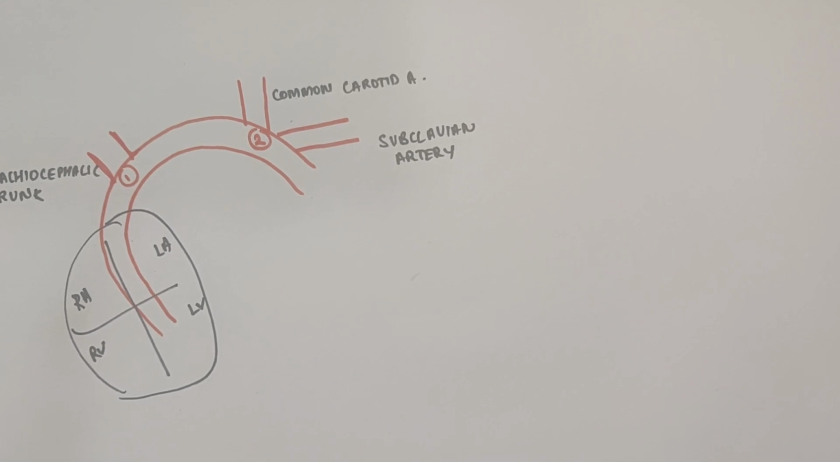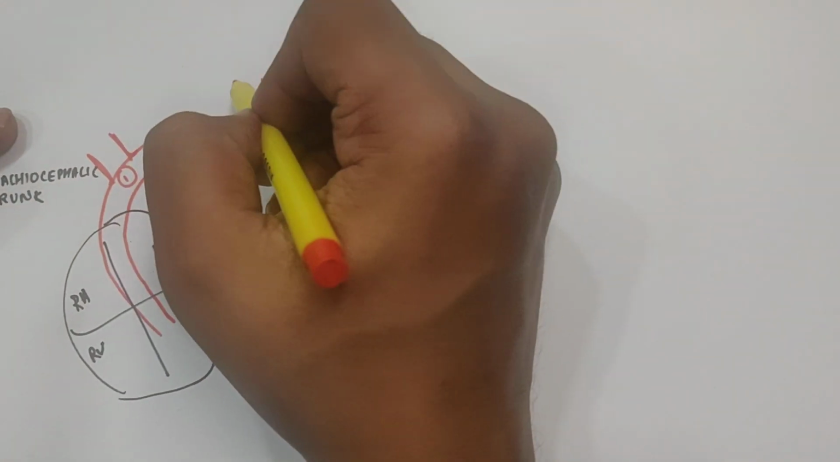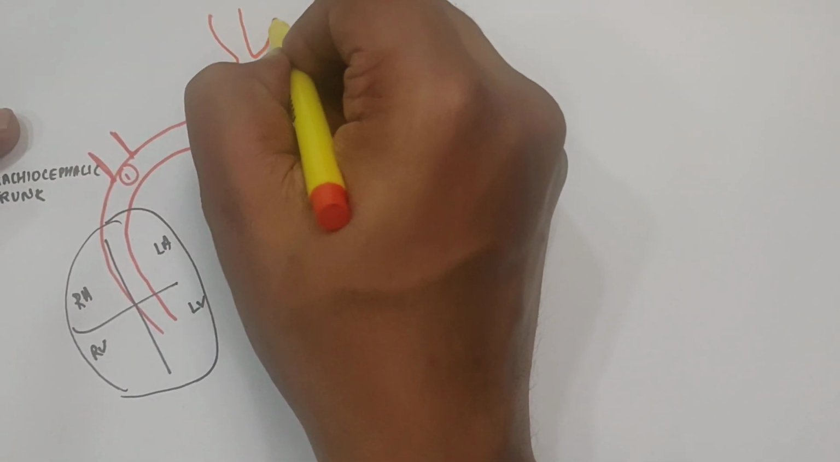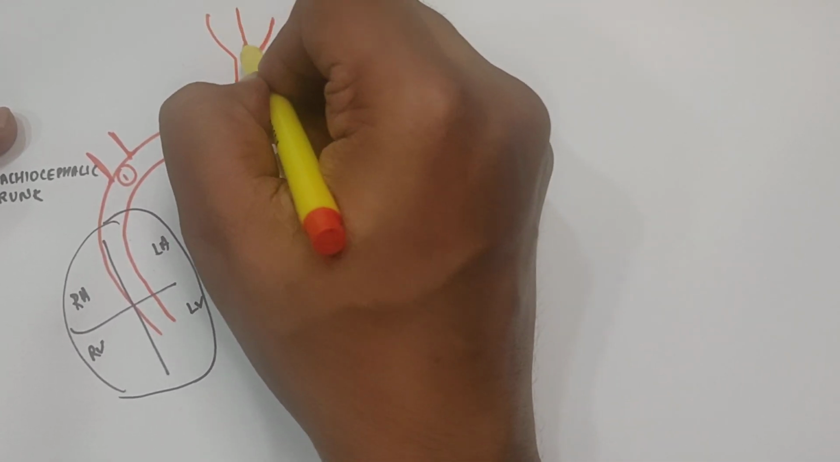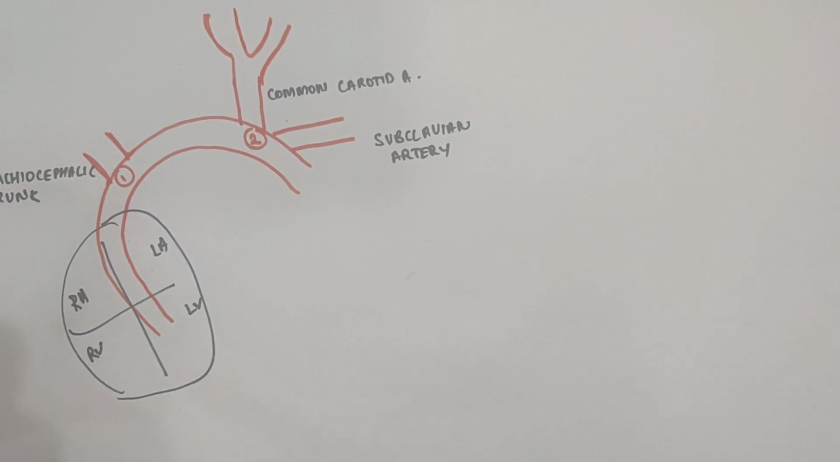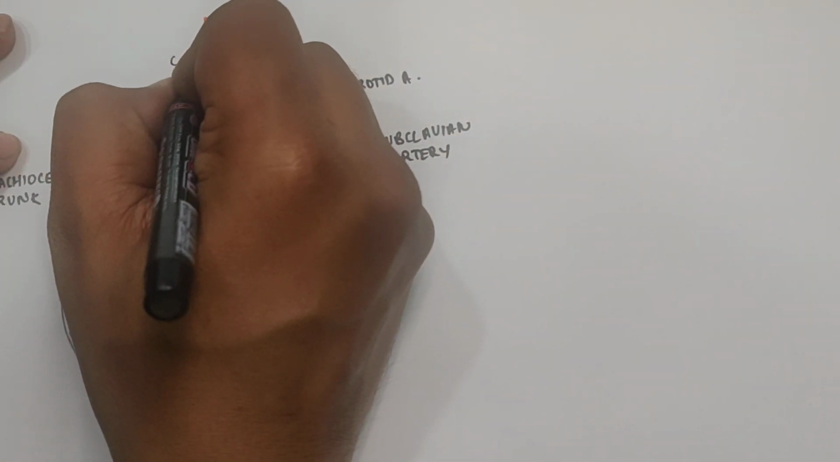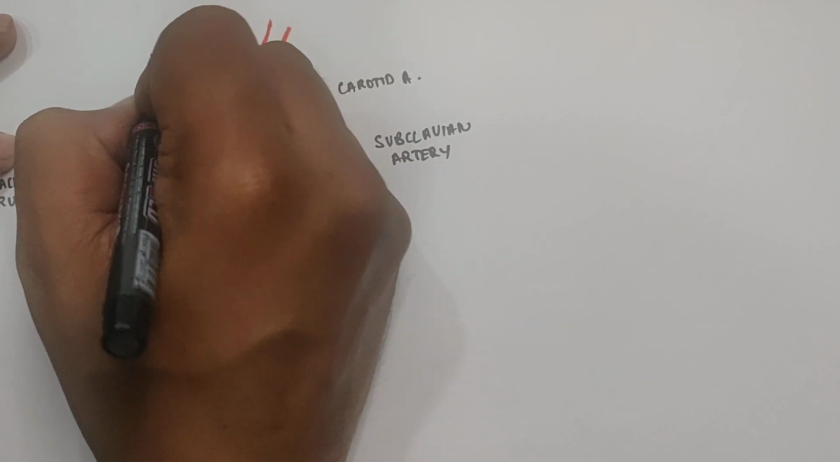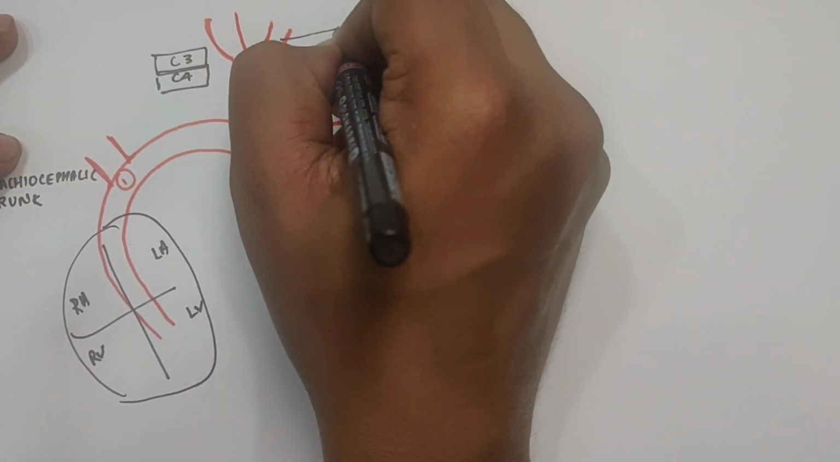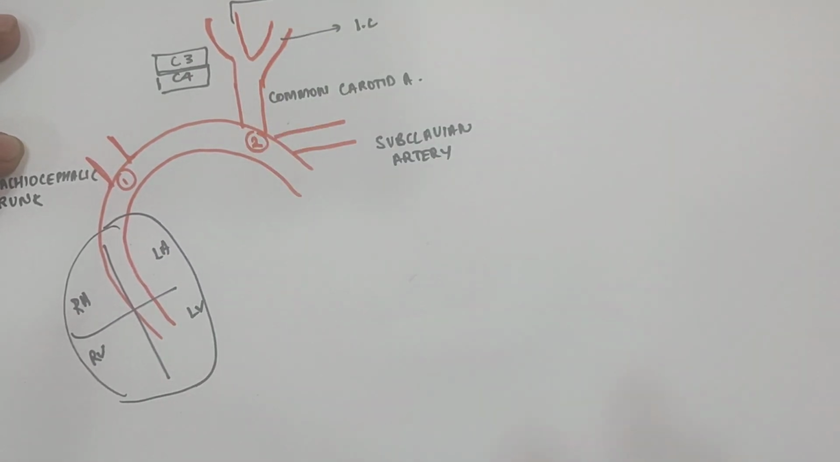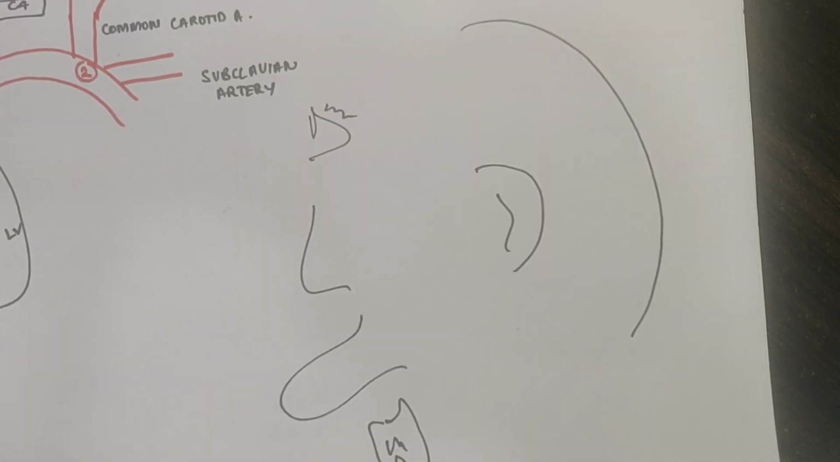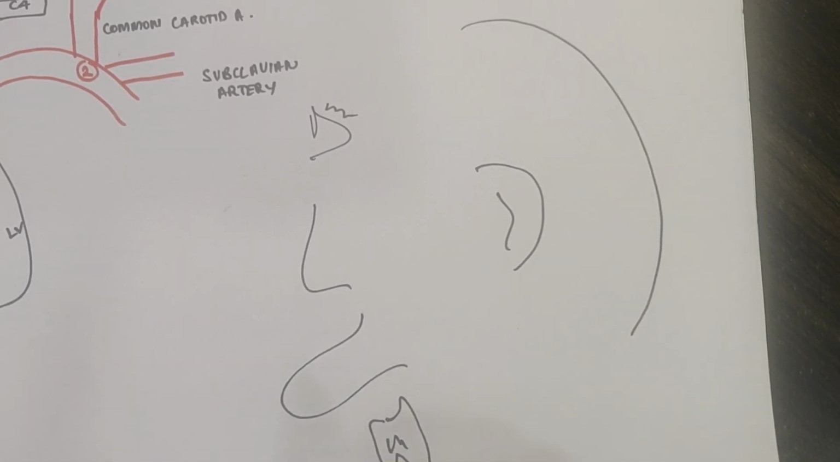Common carotid artery further bifurcates into the internal carotid artery and the external carotid artery. It bifurcates at the level of C3 and C4 vertebral level. So this is internal carotid artery and this one is external carotid artery. Now we will look at further branches of external carotid artery.